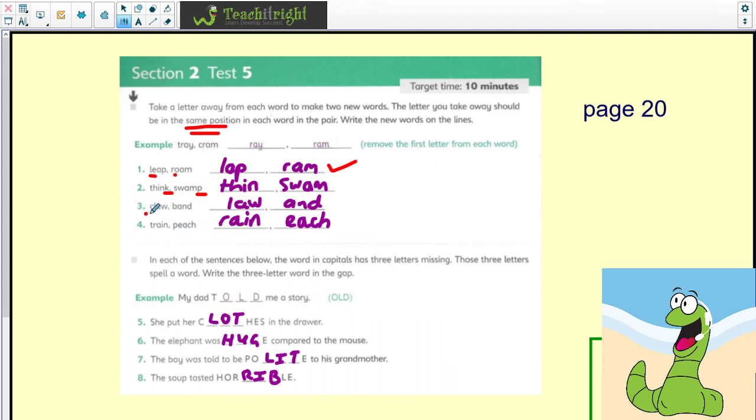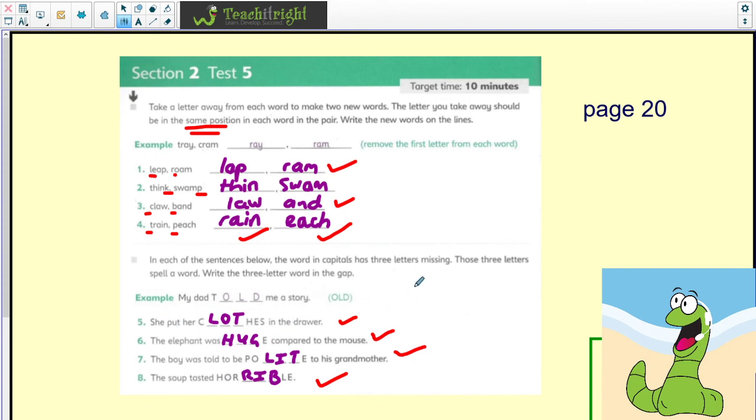And then if we take the first letters off from here, C and the B, we've got law and. And then the last one, if we take the first letters away, we get rain and each, from train and peach. Then we're going to search some free letters. So we've got lot, hug, lit and rib to make clothes, huge, polite and horrible. But do read the sentences on those, because the sentences will give you a clue to the words.